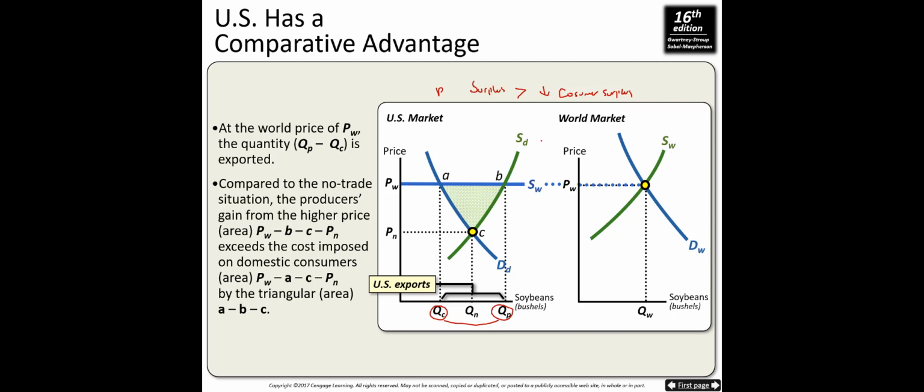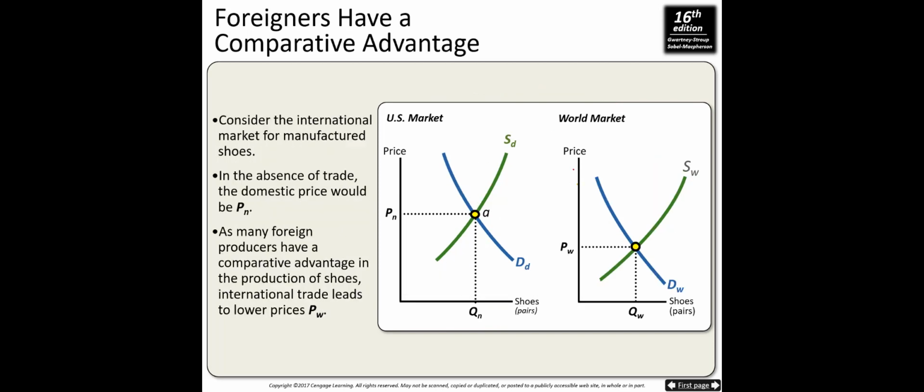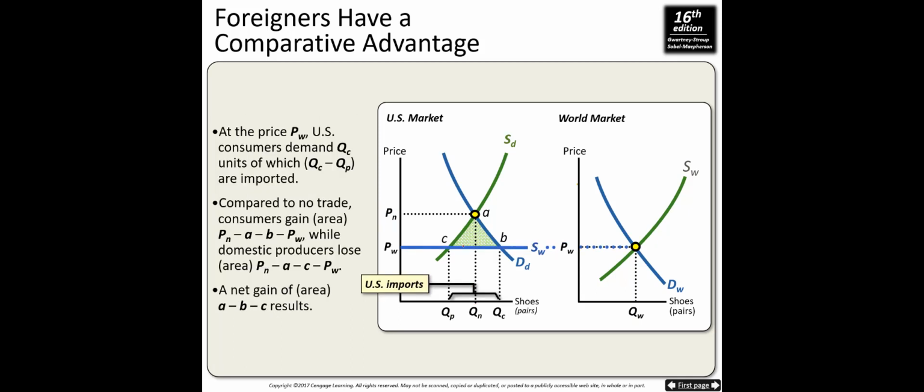But there is also another part to this story. Foreigners have a comparative advantage as well. For instance, think about the shoe market. The shoe price, if there is no trade, is high, PN, and the quantity demanded is QN. But in the world market, there are foreigners who can produce shoes at a lower price. So if there is free trade, maybe the consumers are losing on soybeans at a higher price, but they are going to gain by buying shoes at a cheaper price. Compare the world price and the domestic price. Because of the trade, now the consumers are going to gain this triangular area, A, B, C.